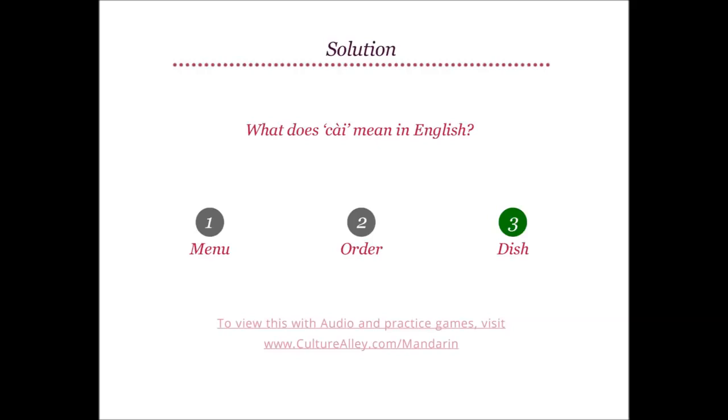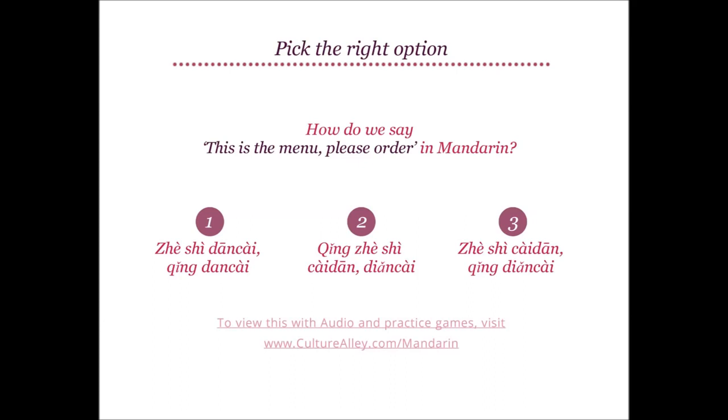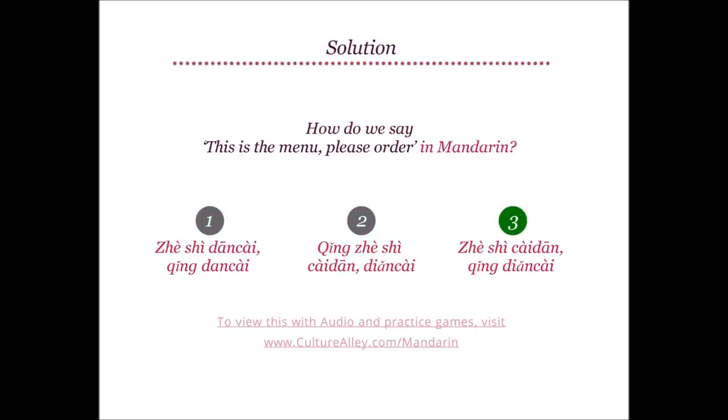Great! Here's another one. How do we say, this is the menu, please order in Mandarin? Do we say, 这是点菜，请单菜? Or, 请这是菜单，点菜? Or is it, 这是菜单，请点菜? The correct answer is the third one. 这是菜单，请点菜.